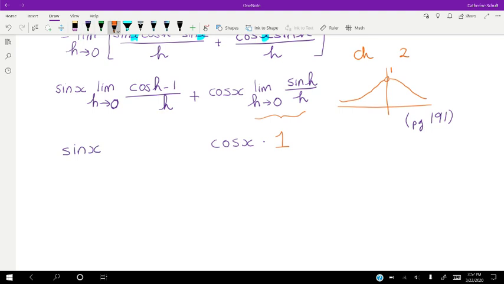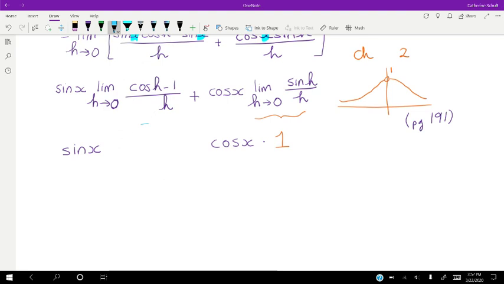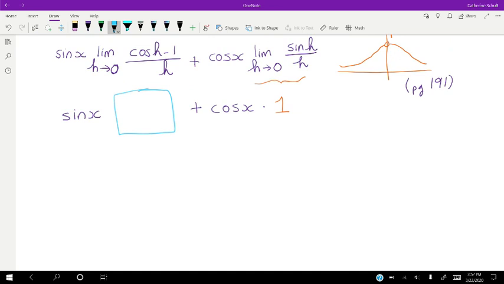Okay, and then over yonder, sine of x is still hanging out, and we don't know what this one is yet. So I'll just put a box there for now. And then we have this. So far it's sine of x times something plus cosine x times 1. So we're going to focus on this one. Let's focus, and we're going to try to figure out what that is, and then we'll know what the derivative of the sine function is.